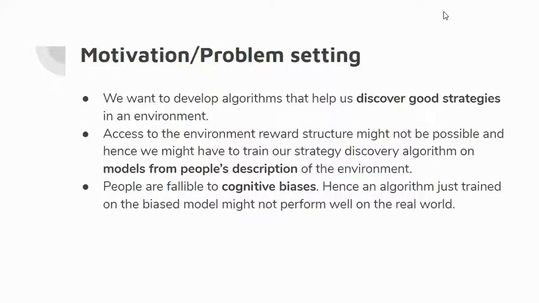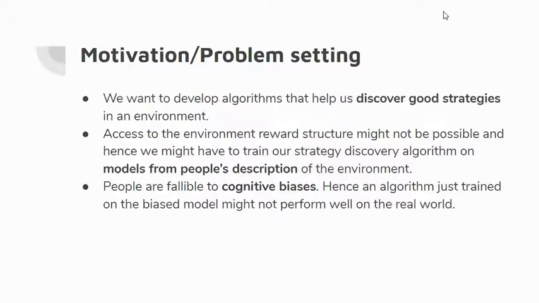We want to develop algorithms which help us discover good planning strategies and teach them to people. Sometimes true environment underlying rewards might not be available to us, hence we would need to train algorithms based on models obtained from people's description of environment. But their perception of environment might be cognitively biased, hence algorithms trained on it might not discover strategies that would work well on the real world.